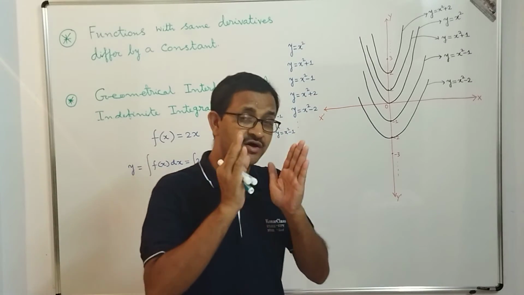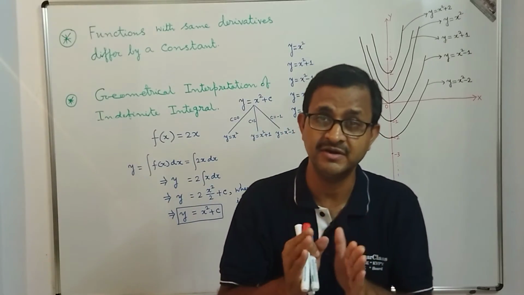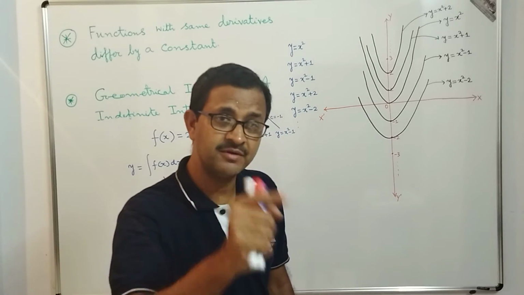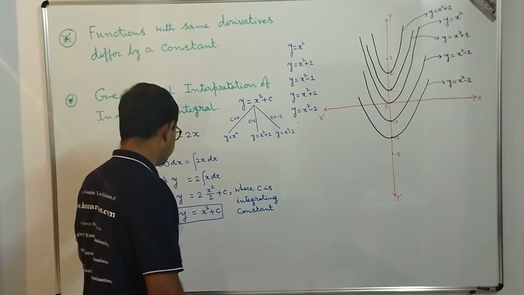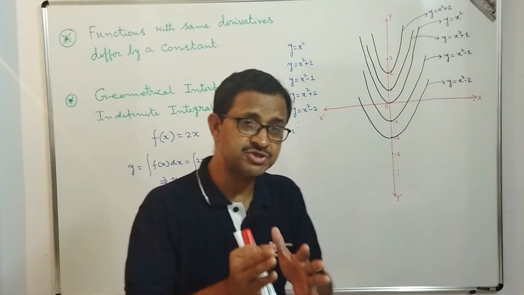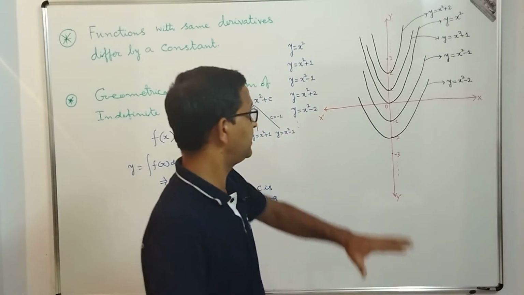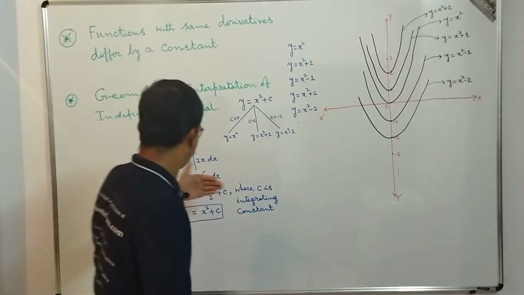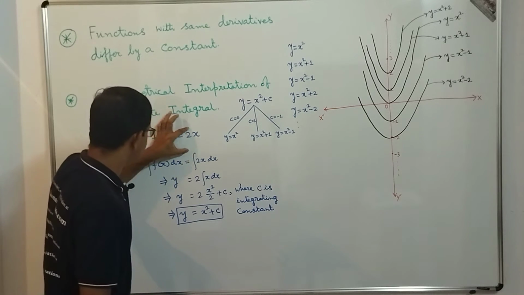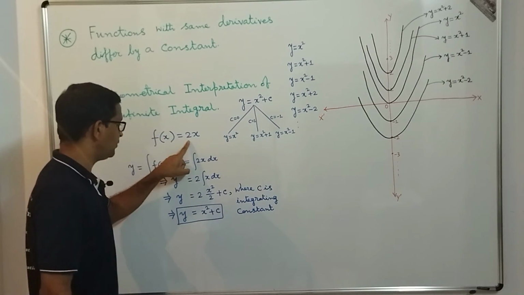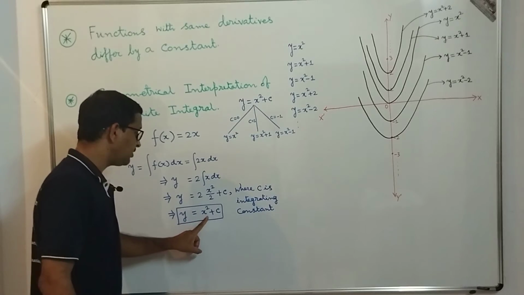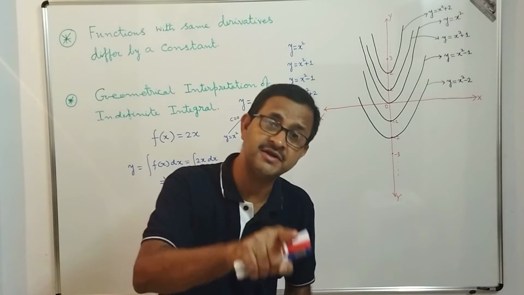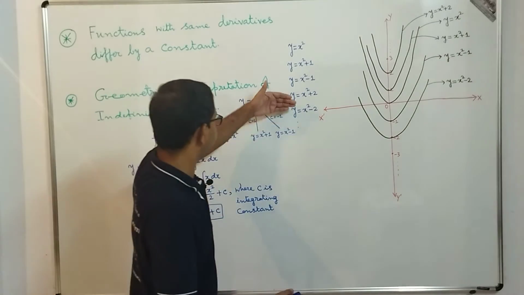Okay, so the first important point we learned, dear students, is the geometrical interpretation of an indefinite integration. The geometrical interpretation of indefinite integration is that it represents a family of curves. We started integrating the function f(x) dx where f(x) is equal to 2x. So we get this curve y equal to x square plus c, where c is a constant of integration or integrating constant.